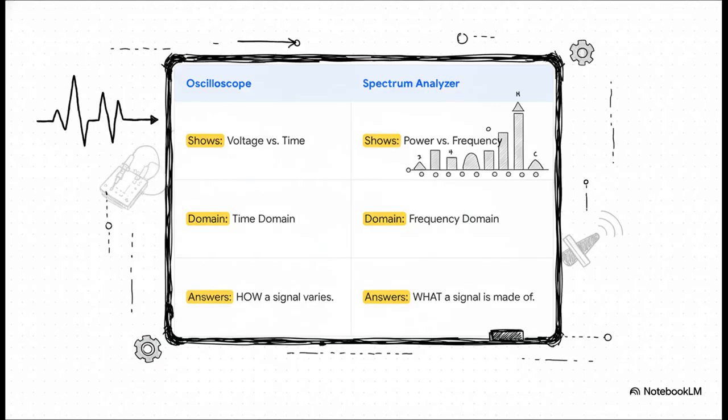Okay, so to really wrap your head around what a spectrum analyzer is all about, it really helps to compare it to a tool you probably already know, the oscilloscope. Now, an oscilloscope shows you a signal in what we call the time domain. You see how its voltage goes up and down from one moment to the next. But a spectrum analyzer shows you that exact same signal in the frequency domain. Instead of asking how, it asks what. What are the individual frequencies that make up the signal, and how strong is each one? It's a totally different way of looking at things, and it is incredibly powerful.